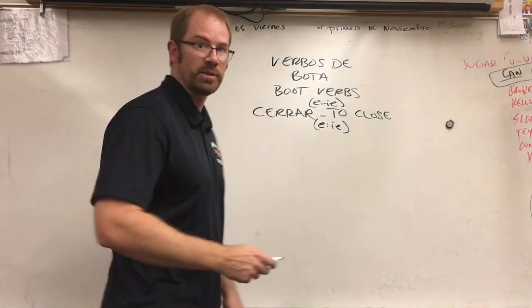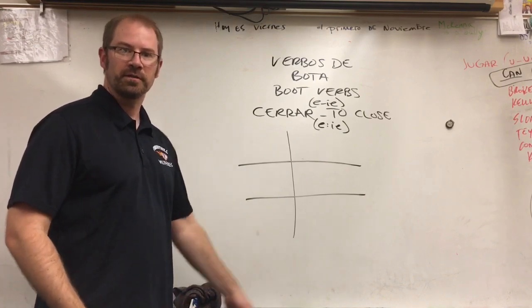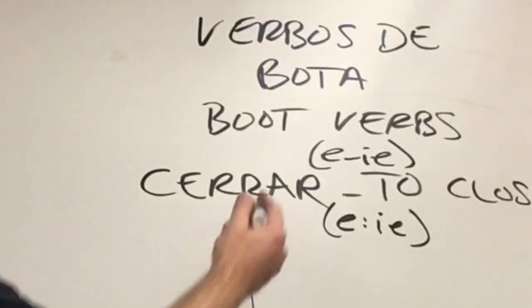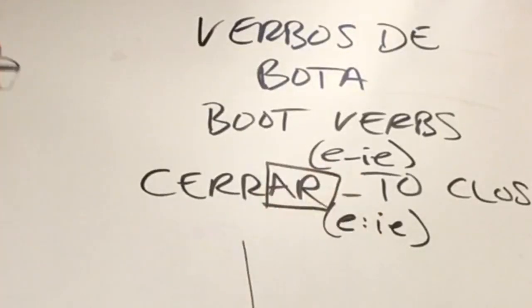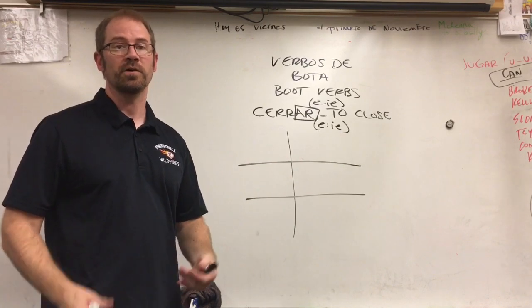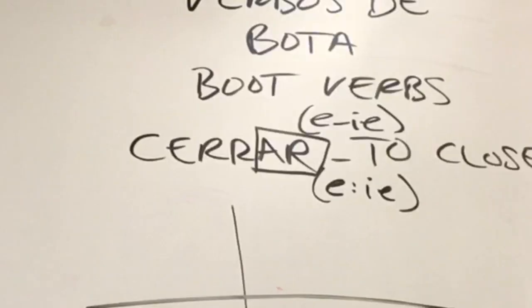Now let me show you what the stem is. So if I take my traditional verb chart that you're probably learning in your Spanish class, looks like that. When you conjugate a verb, you've learned that you take off the end of the verb. So you're going to take off the AR from cerrar. What's left over is called the stem. So that's why it's a stem changing verb, because the stem is going to change.